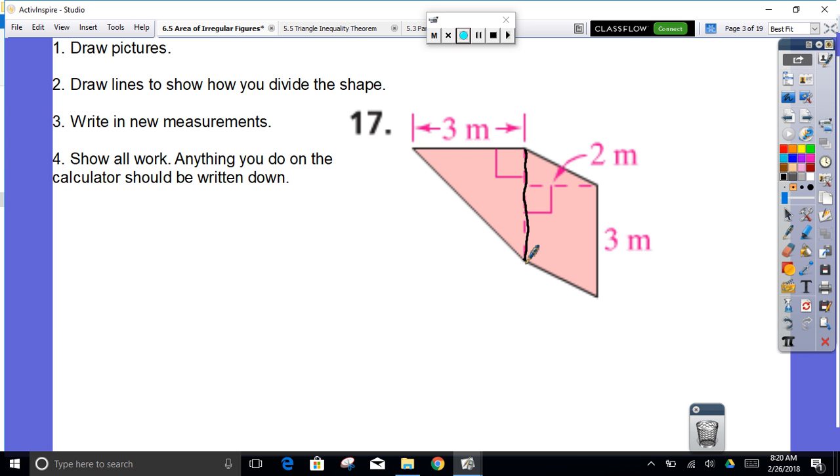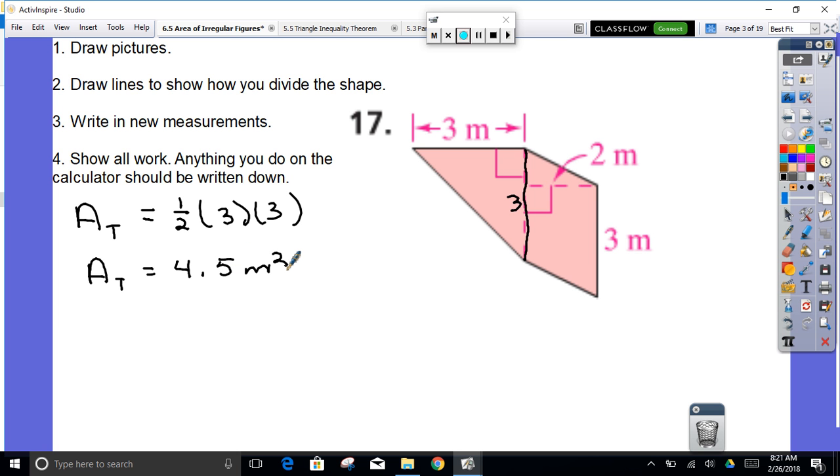For our triangle, we have a base of 3. What is the height of this triangle? 3. Good. So you might want to write that in. So the first thing I'm going to do is find the area of the triangle. So I'm going to do area, and I'm going to put a little T there so that I know what I'm finding the area of. The area of the triangle is 1/2 the base times the height. So that's half of 9, which is 4.5 square meters.